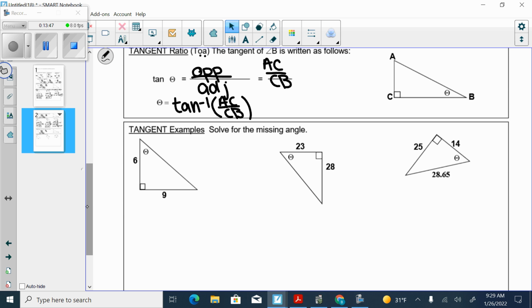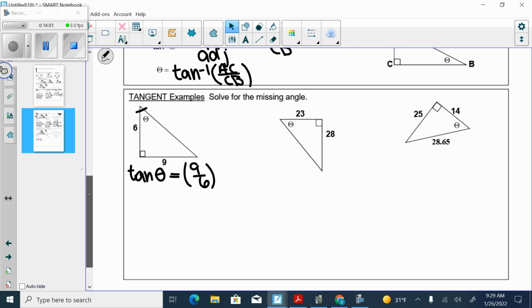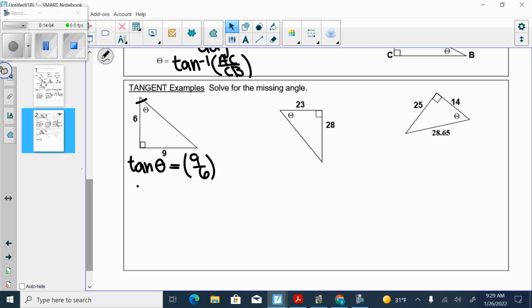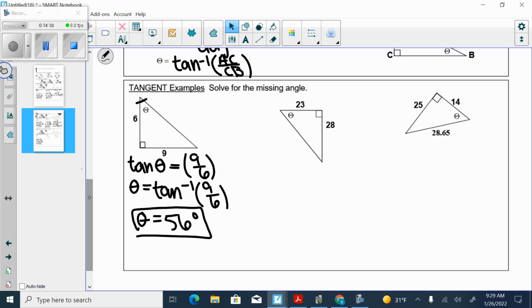Alright, so first example, there's my angle. I've got tangent of theta is equal to what? Good. So I'm going to take the inverse, and what do we get for theta? Good. Alright.